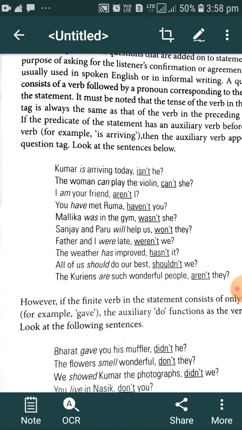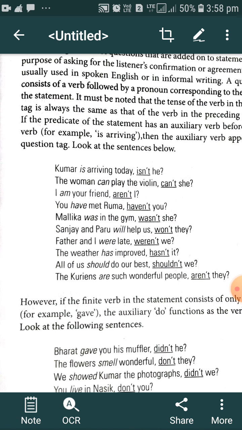Another thing we have to keep in mind is that if the statement is positive or affirmative, we have to add a question tag in negative form. If the statement is negative, we have to add an affirmative question tag. So this is also the most important thing. If your statement is negative, we add an affirmative question tag. If your statement is affirmative, you have to add a negative question tag.